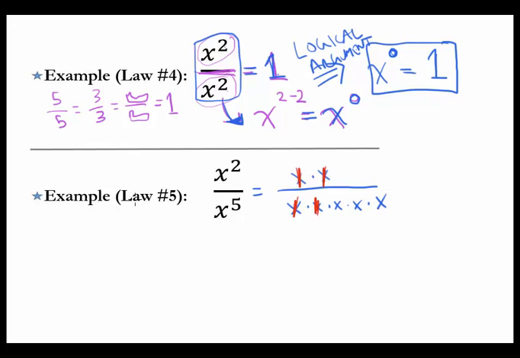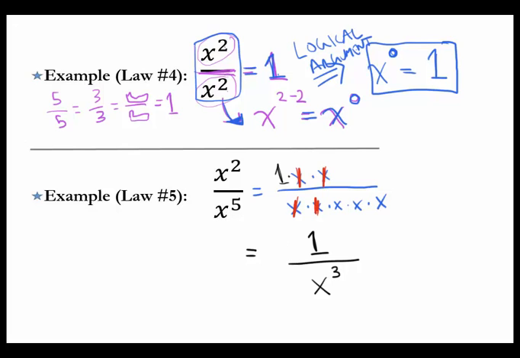And when I see what I have left on the top, well, on the top I just have 1, right? Because there's always a factor of 1 everywhere. 1 times anything is itself. And on the bottom I have 3 x's left over, so that's x cubed. So one way of reasoning about this is that it equals 1 over x cubed.